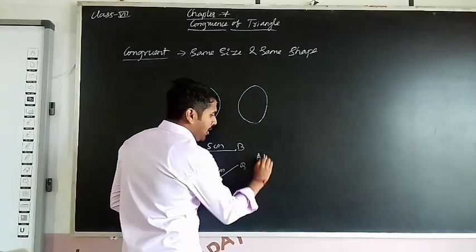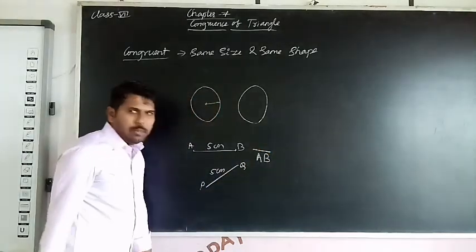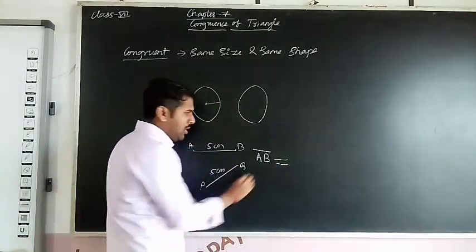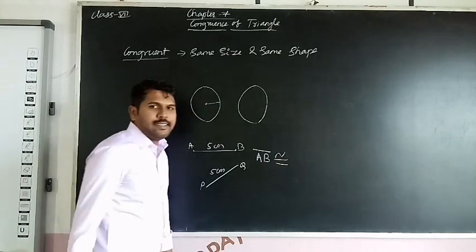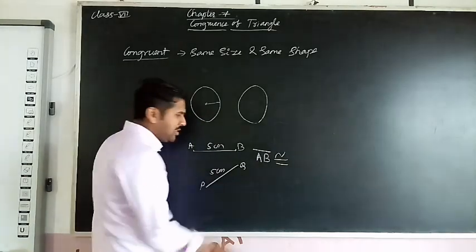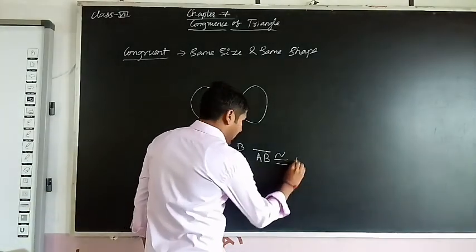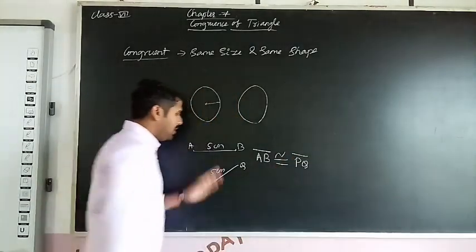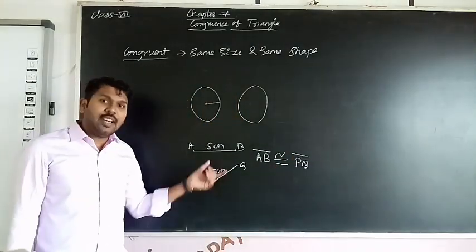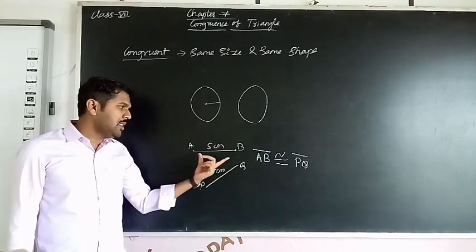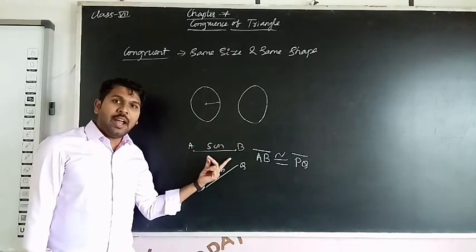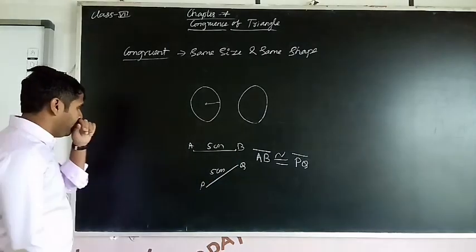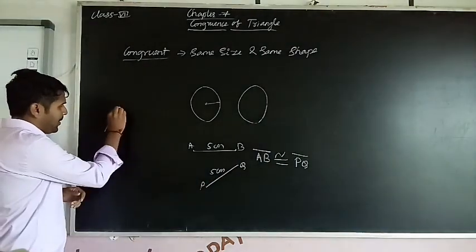So the symbol. So this is AB, isn't it? This is the equal symbol, and this is the congruent symbol. So AB is congruent to PQ. So these two line segments are congruent to each other. Why? Because they are the same shape and same size. That is length.